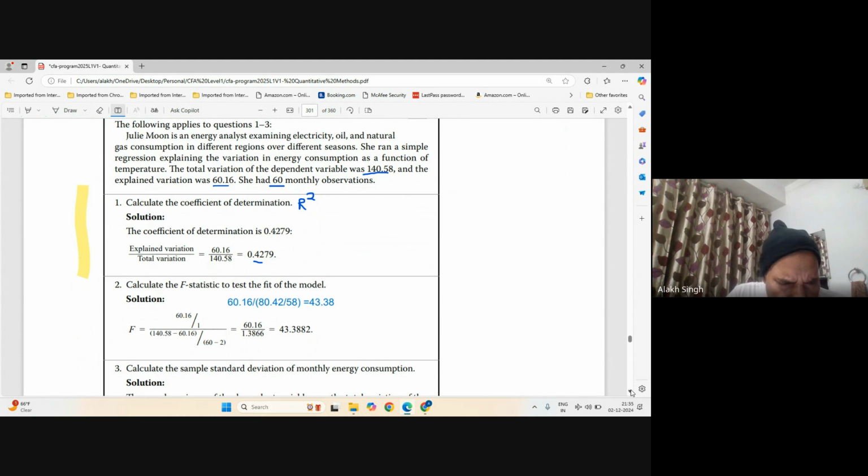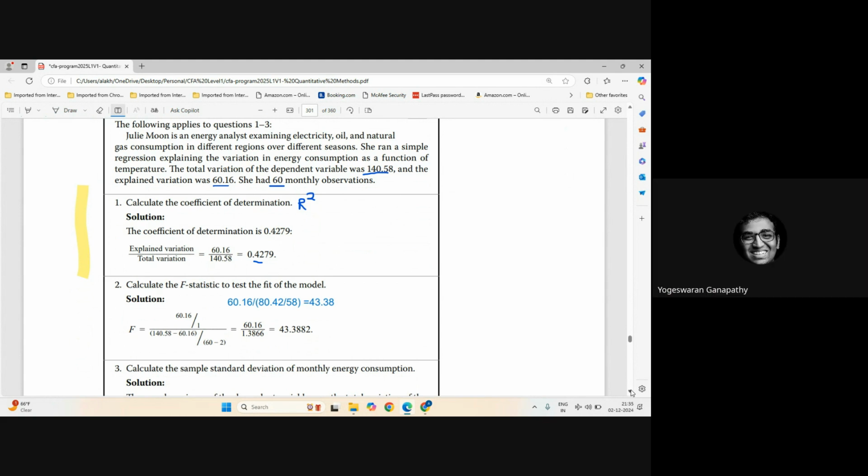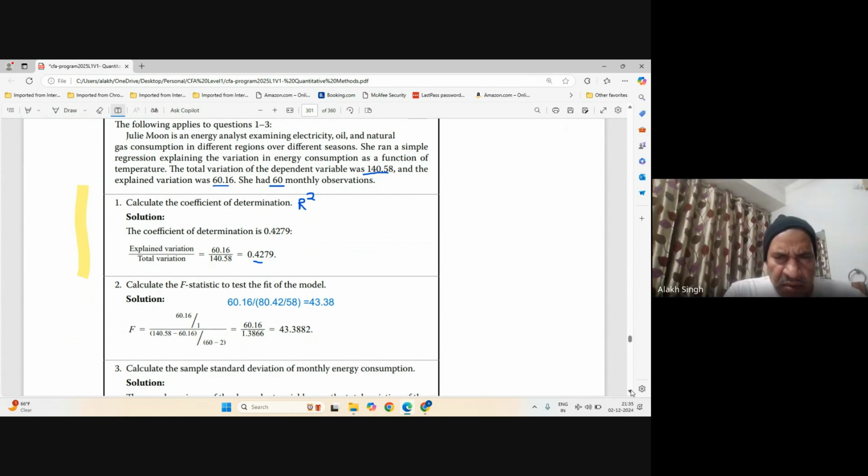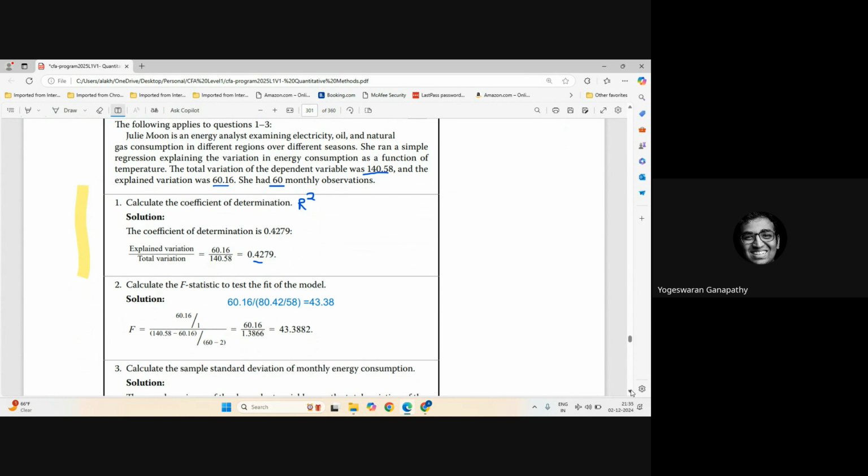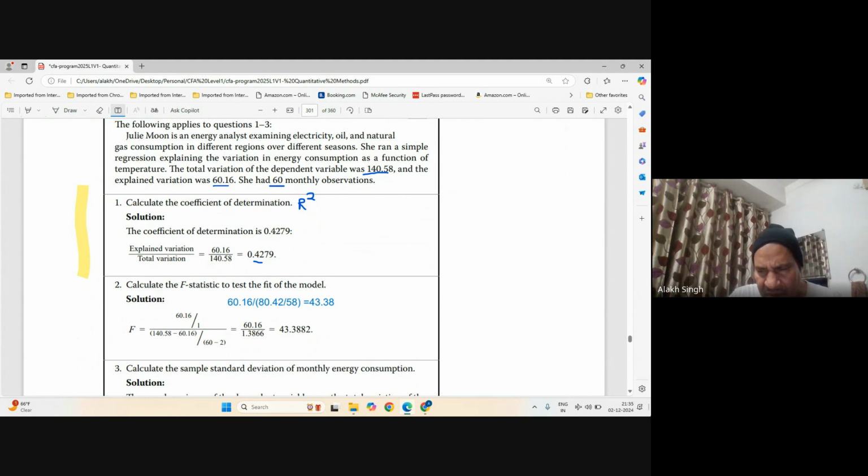Now calculate the sample standard deviation. Here they have given total variation, that is, the sum of (y minus y bar) whole square divided by n minus 1, square root. So 140.58 divided by 59, and the square root.